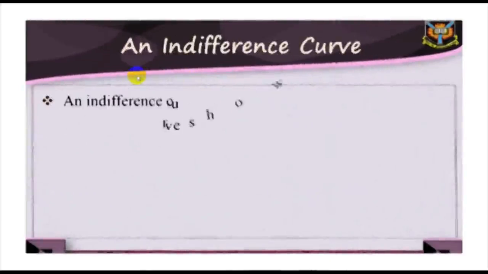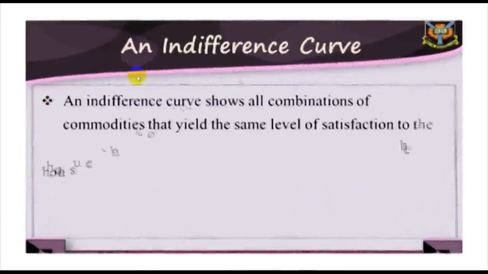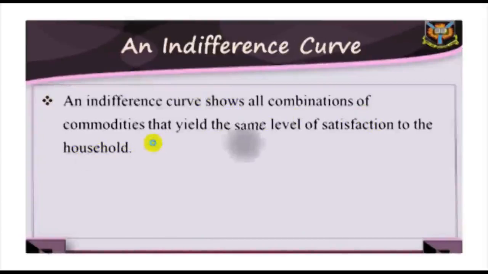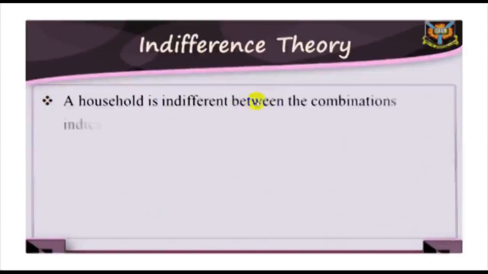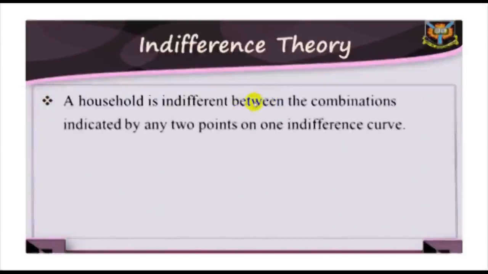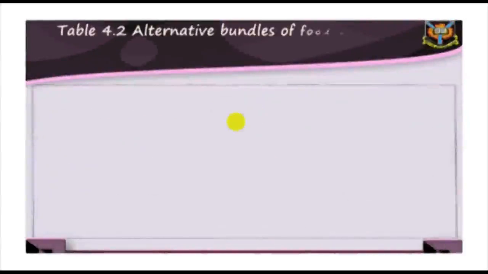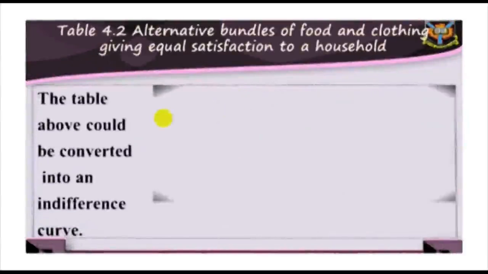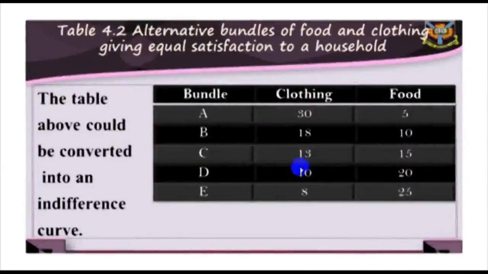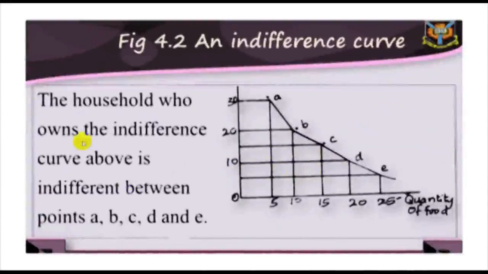An indifference curve. An indifference curve shows all combinations of commodities that yield the same level of satisfaction to the household. A household is indifferent between the combinations indicated by any 2 points on one indifference curve. In the table we have bundles A, B, C, D, and E. Clothing: 30, 18, 13, 10, and 8. Food: 5, 10, 15, 20, 25. The table above could be converted into an indifference curve as indicated below. The household who owns the indifference curve above is indifferent between points A, B, C, D, and E.